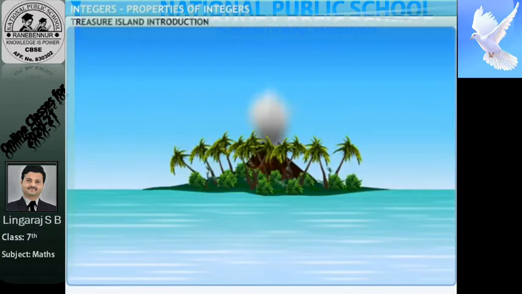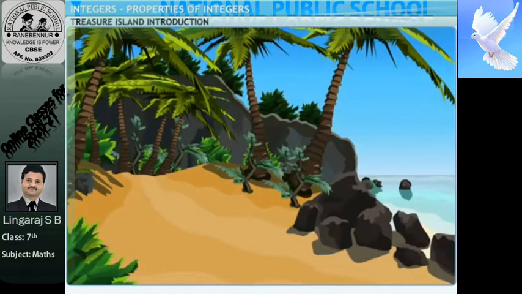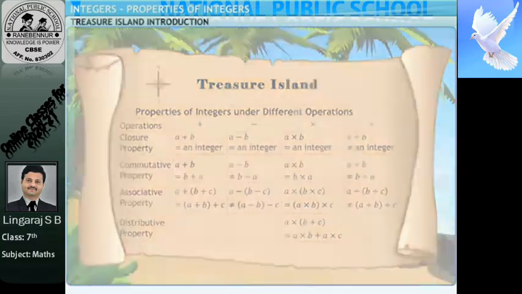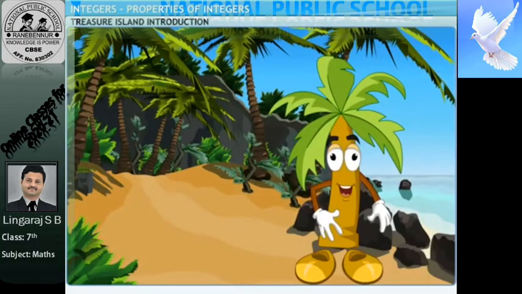Welcome to Treasure Island. This island is full of properties of integers under different operations. Only when you prove one property can you move to the next step towards the treasure. Not to worry, I will guide you to the treasure.